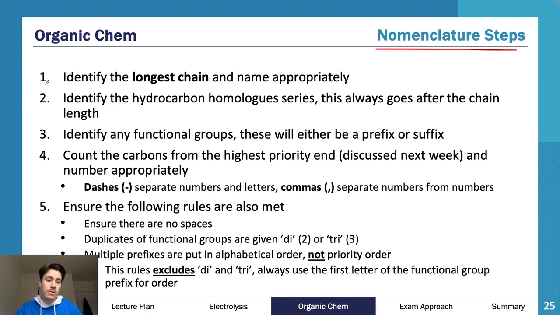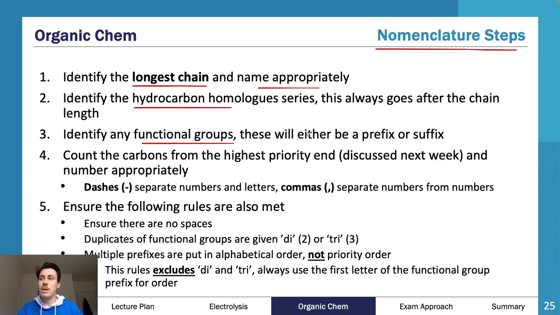My first step here is I'm always going to identify the longest chain. It's really important. That's the first thing I'm going to do. I'm going to name it appropriately, meth, eth, prop, whatever it is. I'm then going to identify the homologous series. Identifying the homologous series next is really important. Why? Because then it can set up the rest of what you're doing. So you have your ane, your ene, or your yne. You just number off your chain, figuring out where it should be. You obviously haven't done your functional groups yet, but we'll figure that out next.